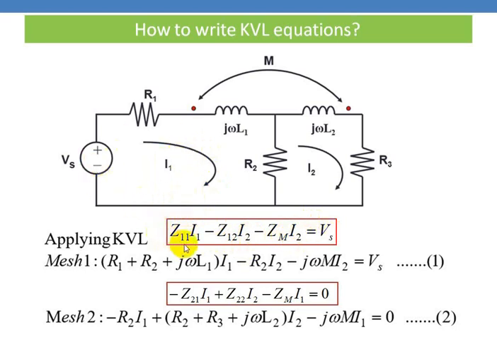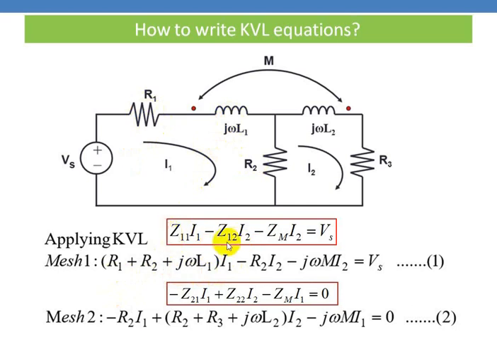Let us see what Z11 is. Z11 is nothing but the sum of all the resistance and reactance in this mesh. So R1 plus R2 is the resistance and the reactance is j omega L1. So you have to write here R1 plus R2 plus j omega L1 into I1. Then this term has a positive sign.